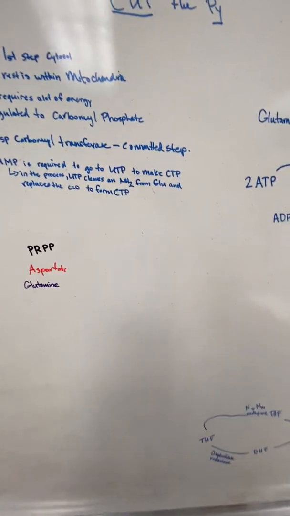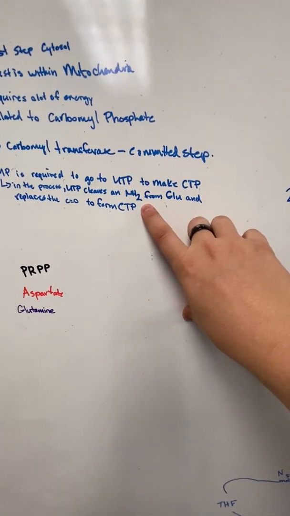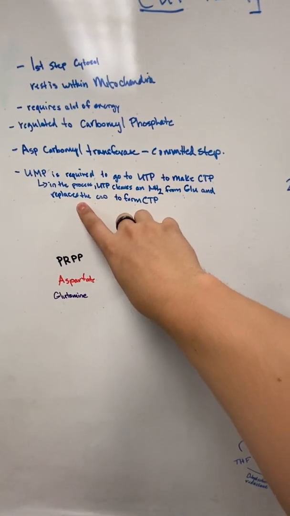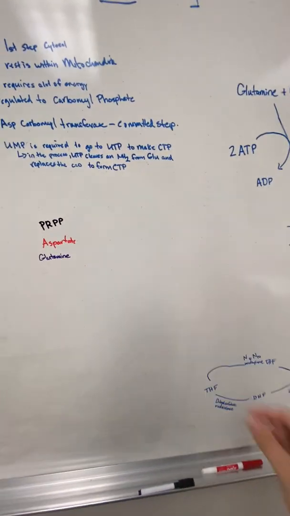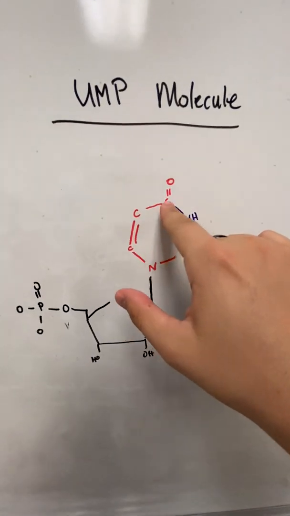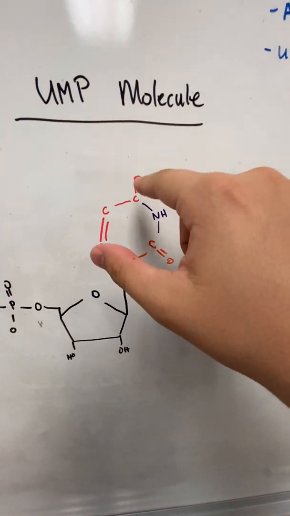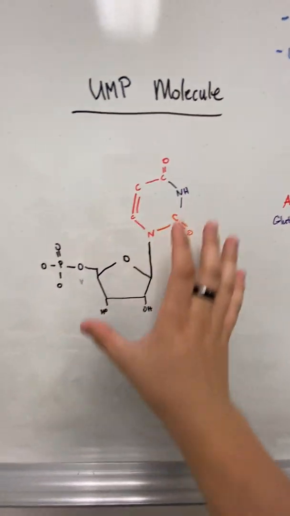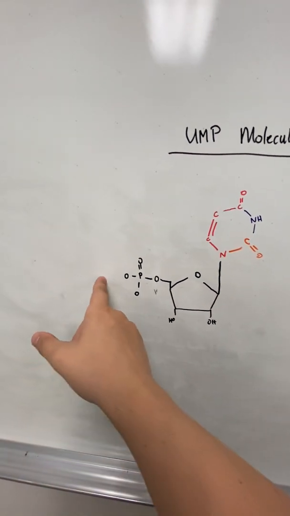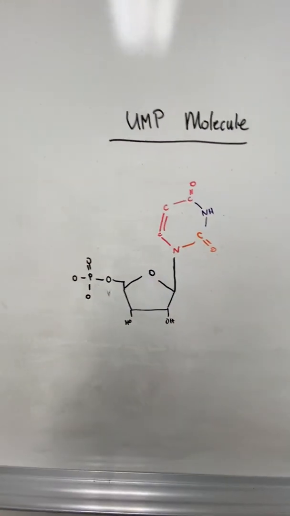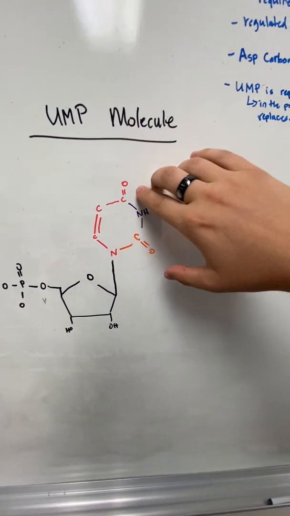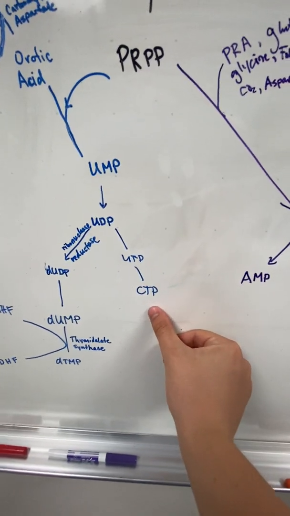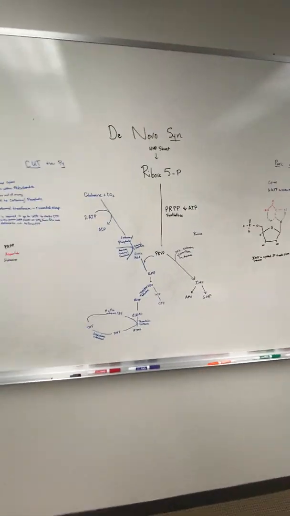So in the process, UTP cleaves NH2 from glutamine and replaces the C double O bond to form CTP. So if we were to erase this C double O bond and put a C with an NH2 on it, that would create CTP. Obviously it'd have to be tri, since this is mono. But that's what we have to do, we just change that to an NH2, and that's how you would make CTP over here. But that's the de novo in a nutshell.